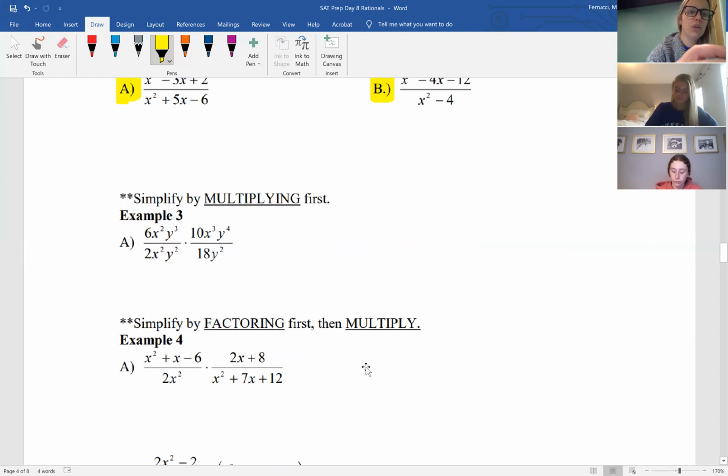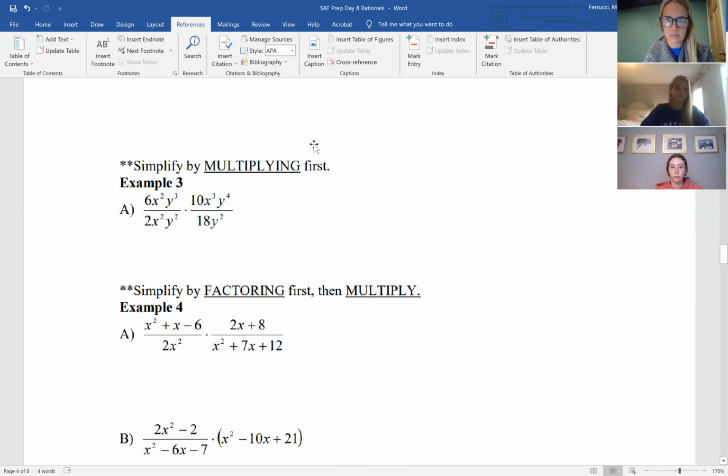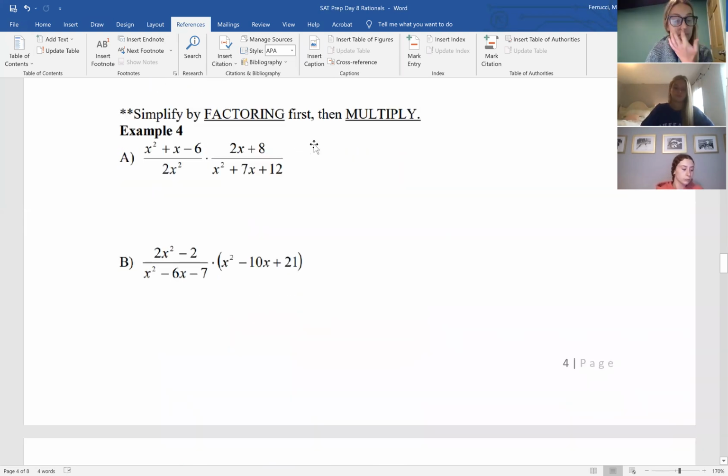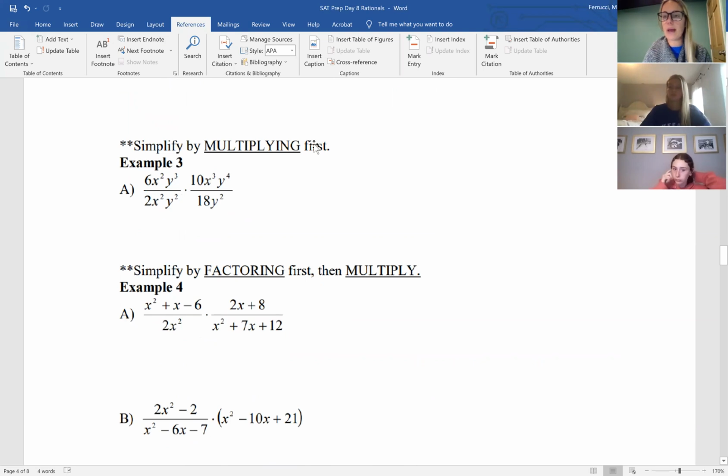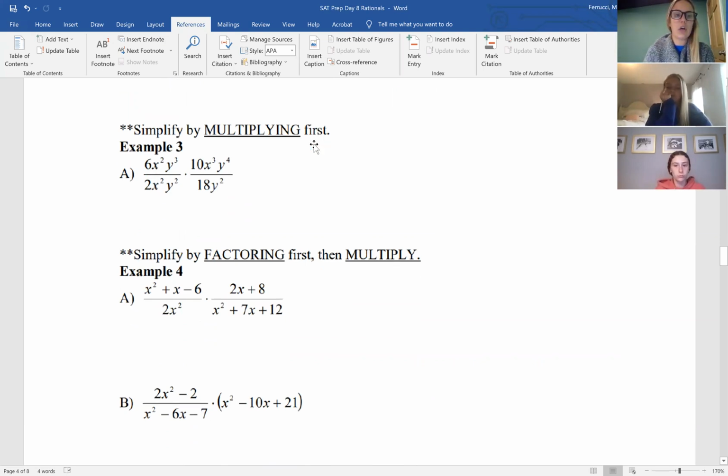Okay. So we are on page, oh, crudsicles, why does it do this to me? There we go. Okay, we are on page 4 and it says simplify by multiplying first. So with these, when you have a monomial divided by a monomial and you're multiplying them, honestly, the easiest way is to multiply the numerators together, multiply the denominators together, and then cancel out anything you have in common. So here's what I mean.